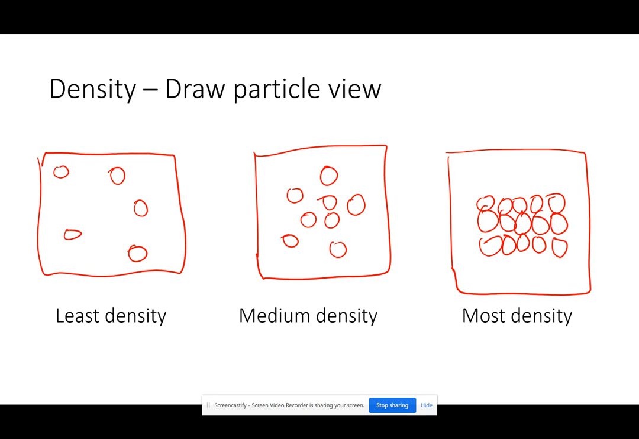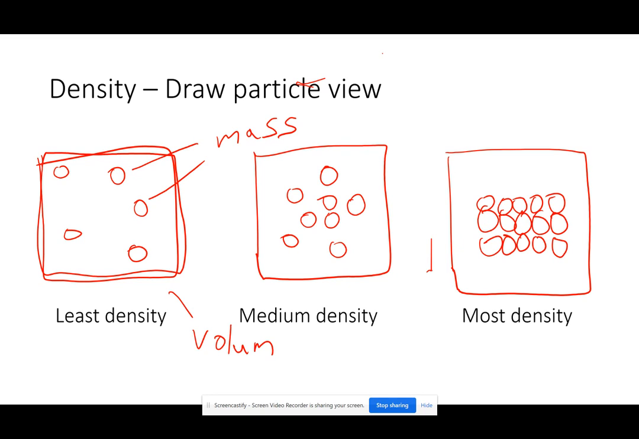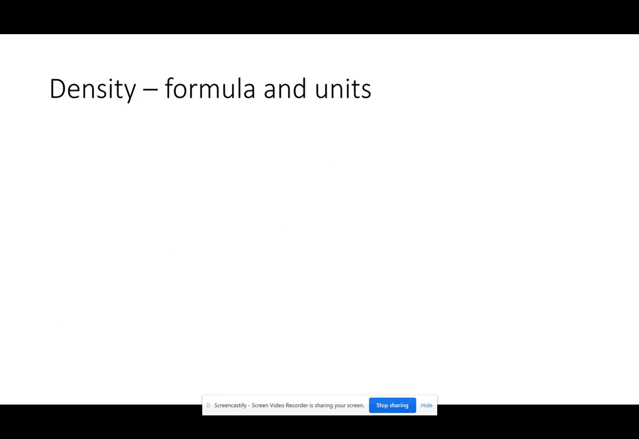represent matter within a substance, and that matter is represented by mass, and the amount of space that is taken up is represented by volume. So the more mass we have, the more dense it is. The greater the volume, the less dense it is. And we have a formula for this, and that's density equals mass divided by volume.